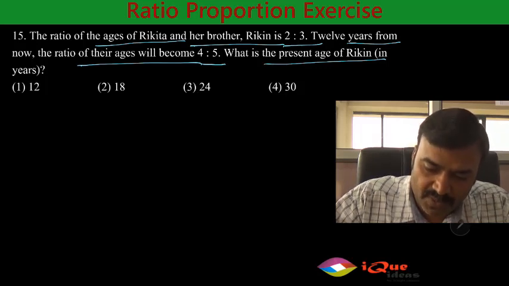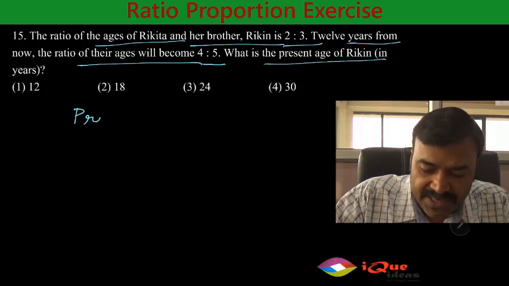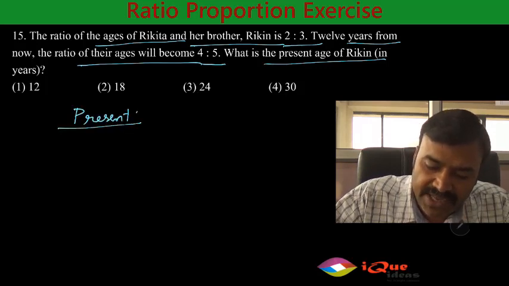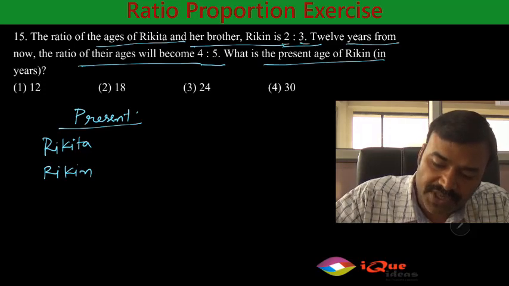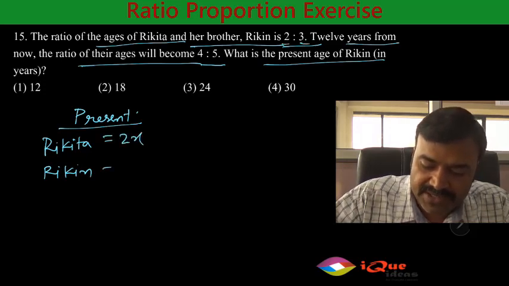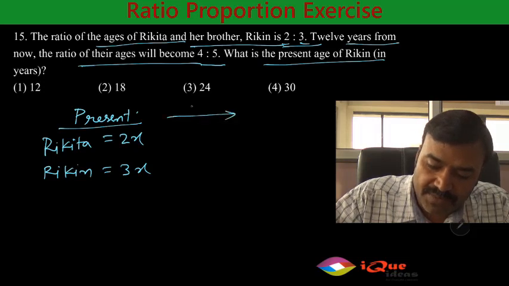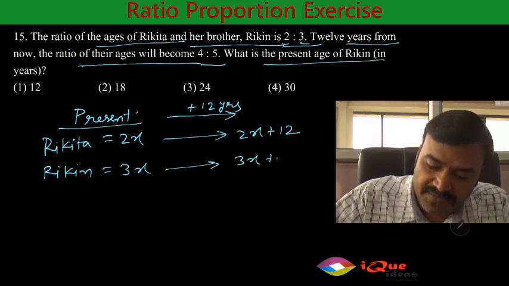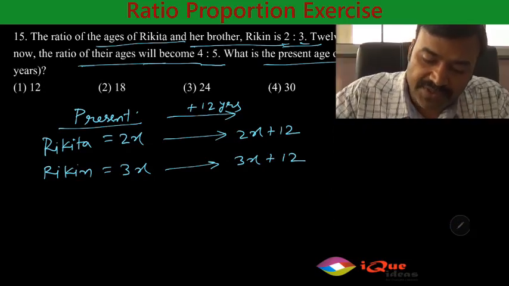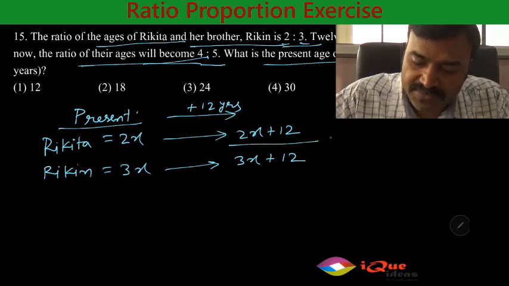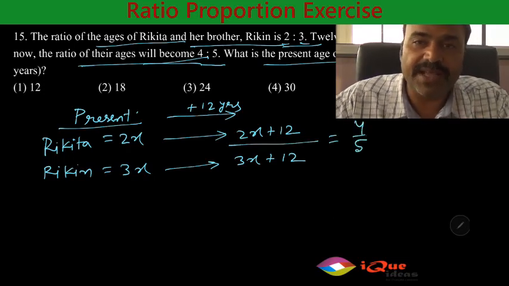One simplest method of doing this question will be, let's take the present age, use one variable. Let's take the present age of Rikita and Rikin from this ratio. The ratio is 2:3. So take Rikita age as 2x and Rikin age as 3x. Now 12 years from now, so plus 12 years, Rikita will become 2x plus 12 and Rikin will become 3x plus 12. Follow very carefully. Now, at this moment, the ratio of their ages is 4:5. So ratio of these two items is equal to 4:5. So cross multiply and simplify.